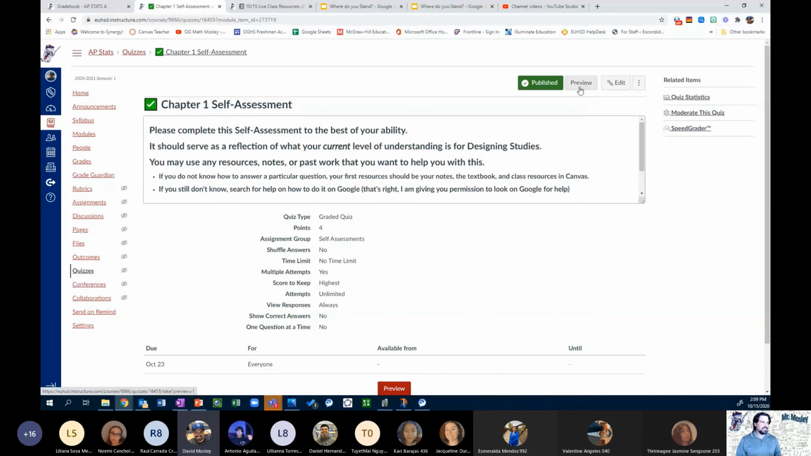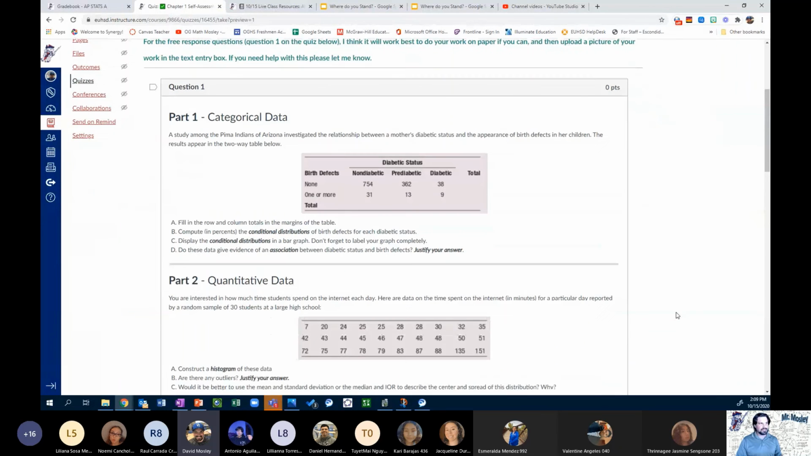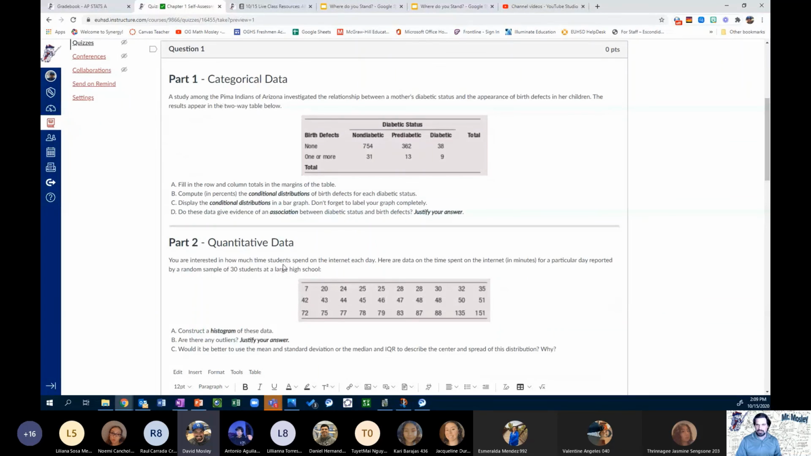A quick preview of this. It is formatted the same way as the Chapter 4 self-assessment. However, in this case, I decided to have 2 parts to the free response question because I wanted to make sure that I covered categorical data and quantitative data. Those are the 2 major themes in Chapter 1. So there's a question for each of those.